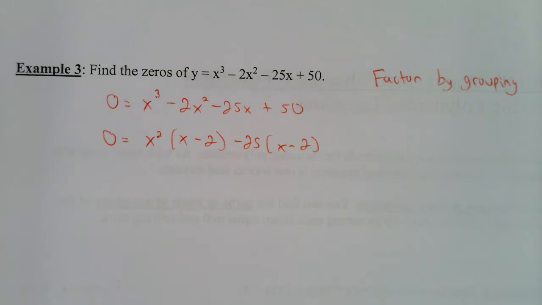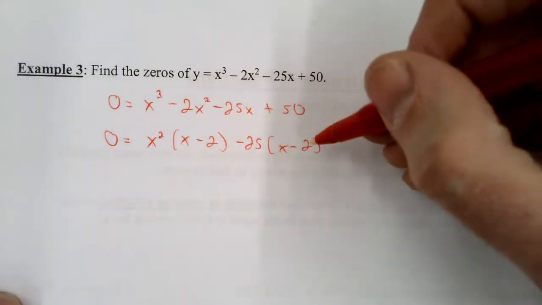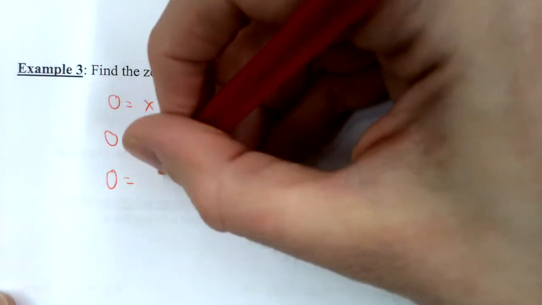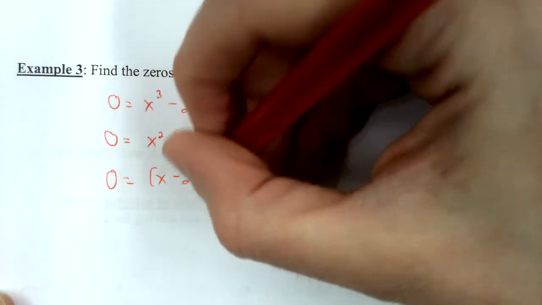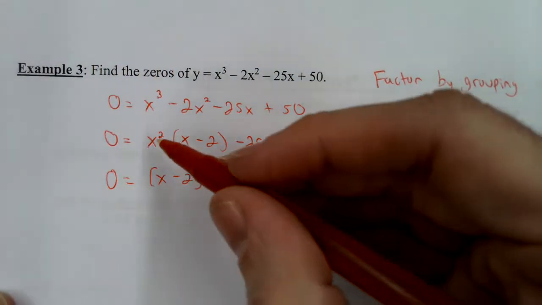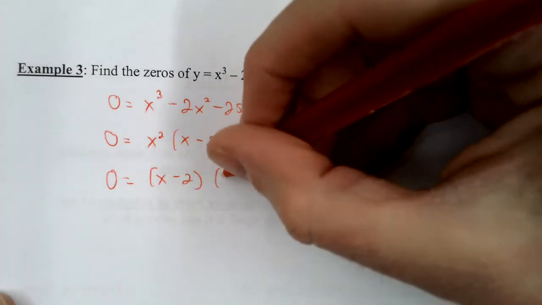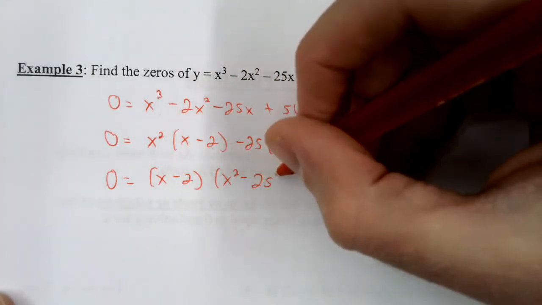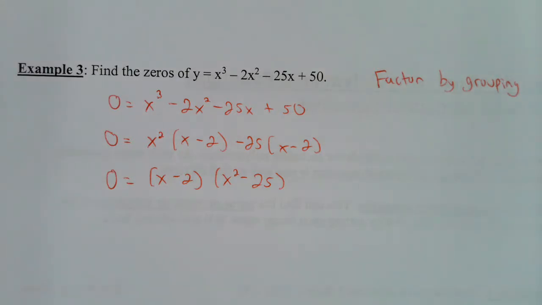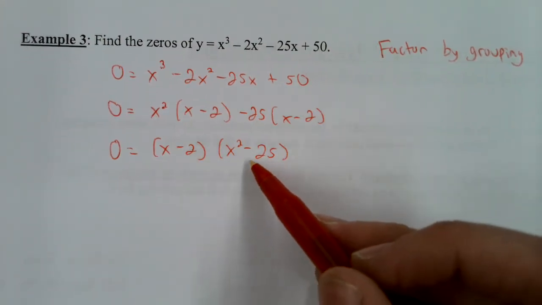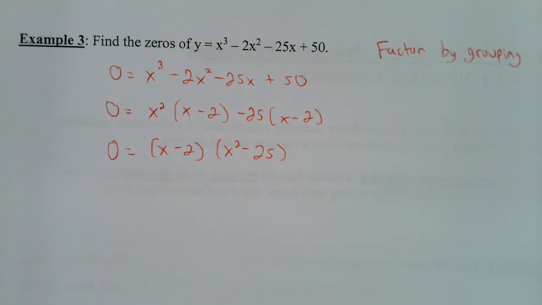Okay, because now the parentheses match, x minus 2 matches in both, so I factor that out to the front. And everything left over, in this case, x squared minus 25, comes in the second set of parentheses. And you can actually factor this again, because this is the difference of 2 squares.